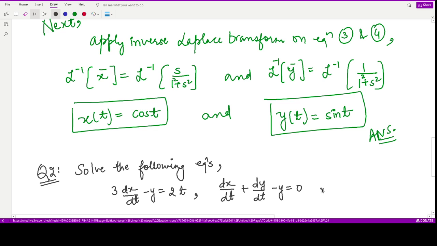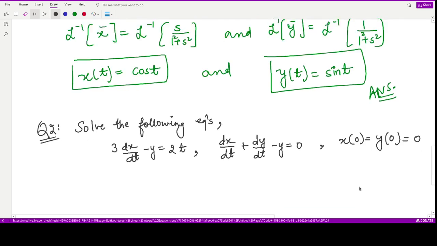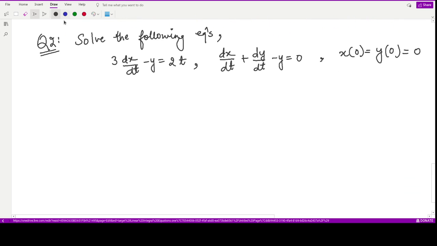And the conditions given here are x at the point 0 and y at the point 0 are equal to 0. So that means whenever t is equal to 0, both the dependent variables x and y have values equal to 0. So this is what is given to us. So for the solution, we again follow the same steps. First step is, we'll apply Laplace transform.